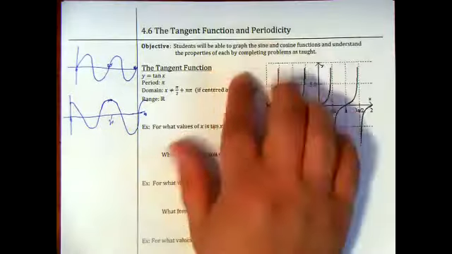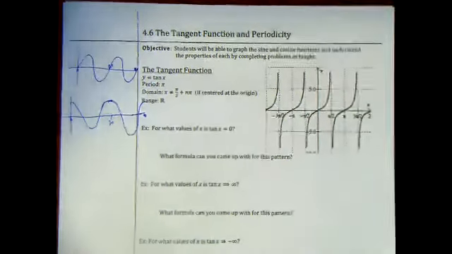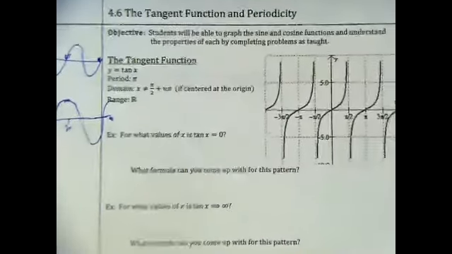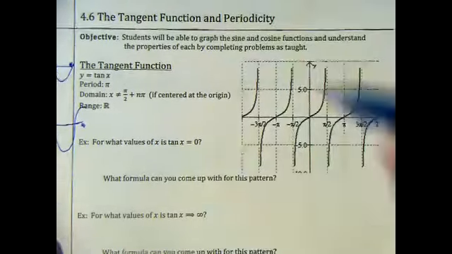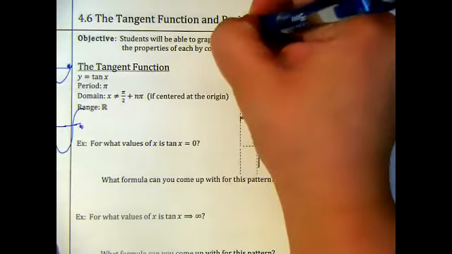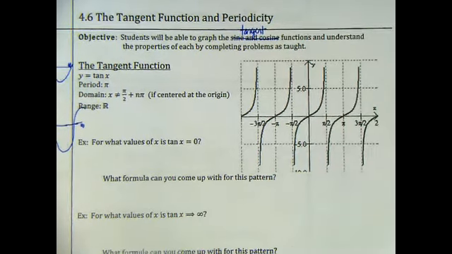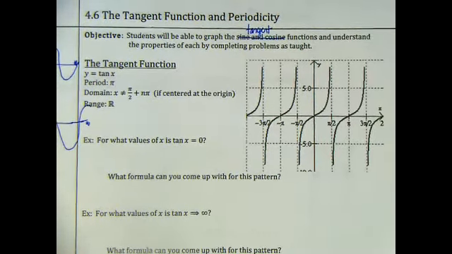So our goal for today's lesson is that students will be able to graph the sine and cosine. Oh, that should not say sine and cosine. My apologies. It should say graph the tangent function. I will need to edit that. Students will be able to graph the tangent functions and identify the properties by completing problems as taught. That's our goal here. We already did the sine and the cosine.